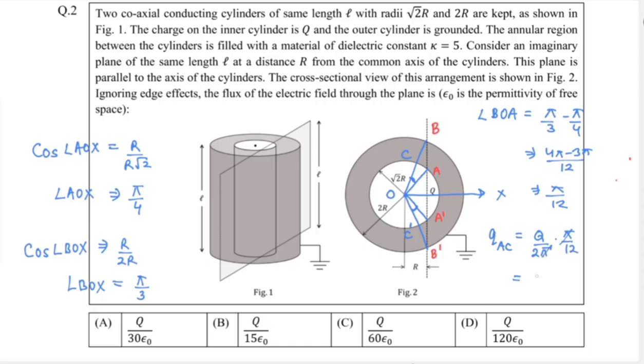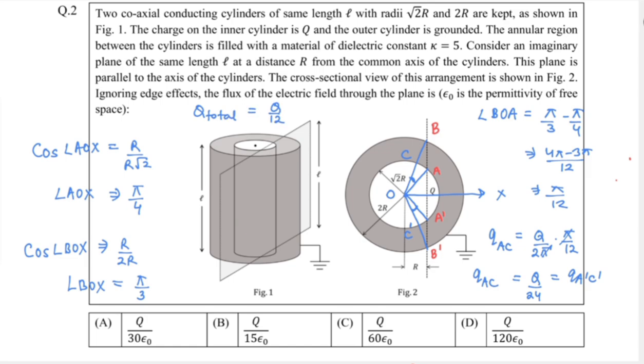So we can say that the charge enclosed is Q by 24 on AC, and this is equal to the charge enclosed on A dash C dash. On A dash C dash it is containing the same charge. So the total charge which this region is containing, Q total, is equal to Q by 12.